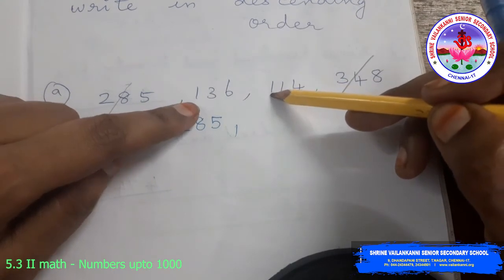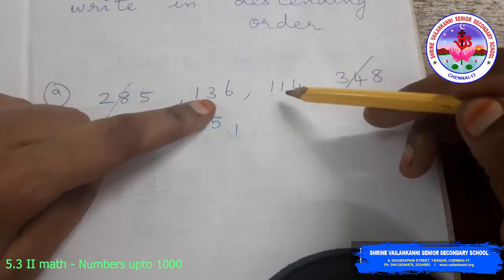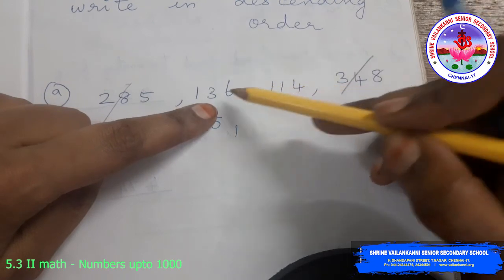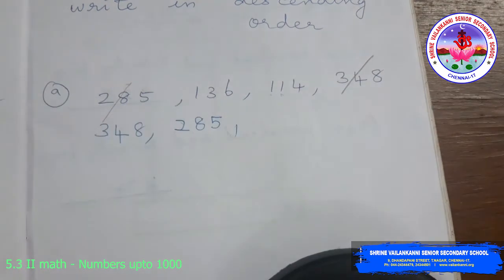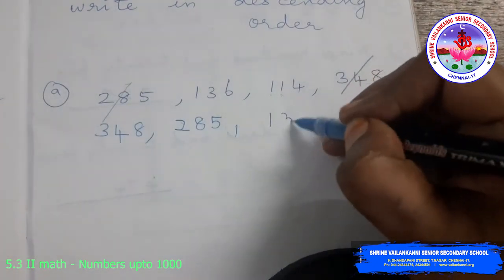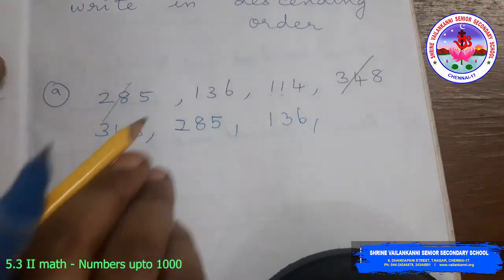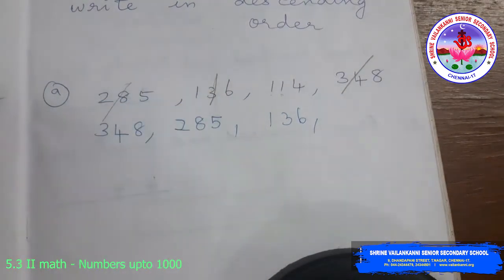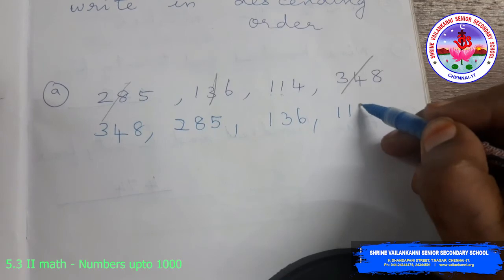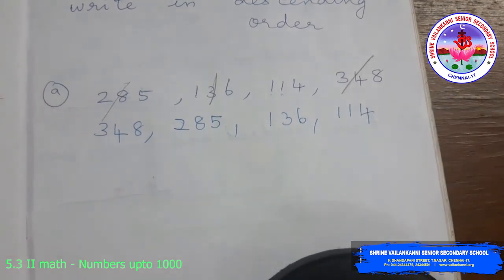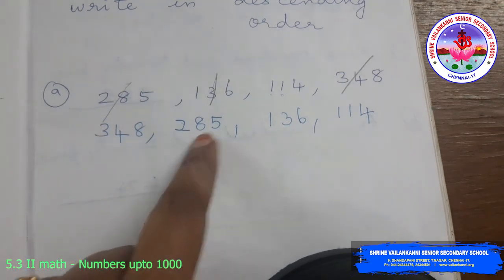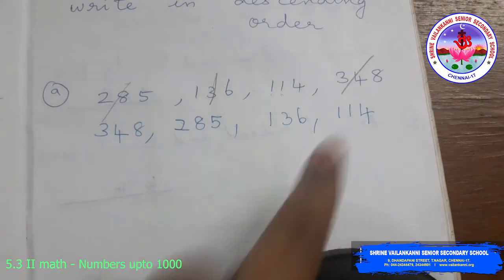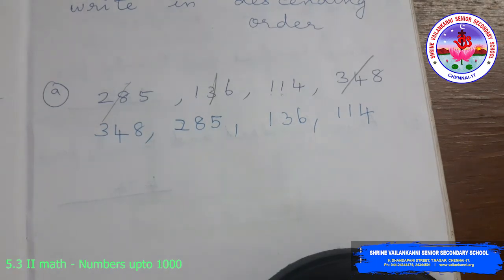Both have 1 in the hundreds place. So we have to check the numbers in the tens place. 3 here and 1 here. Which is bigger? 3. So we write 136 first. Cross it out. Then only this number is there, so just bring it down, 114. So we have written the numbers from big to small, that is descending order: 348, 285, 136 and 114. So this is how we arrange numbers in ascending and descending order.